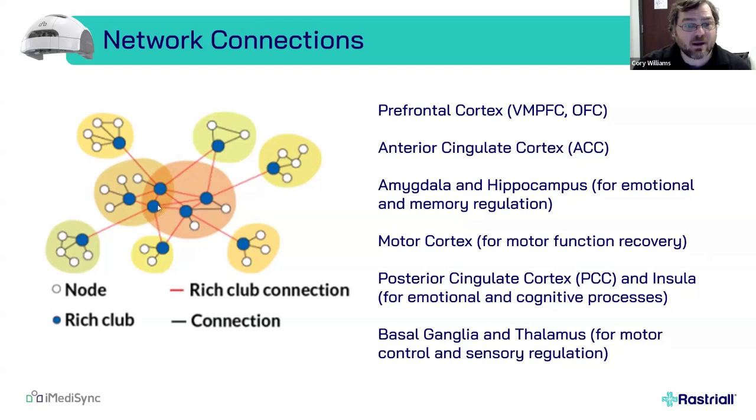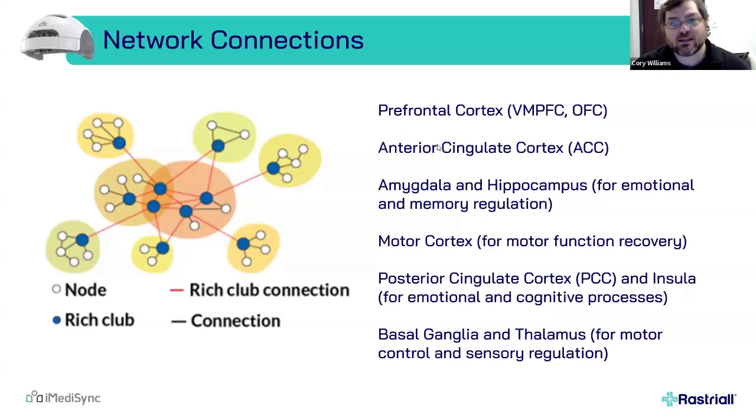So you've got some areas, these filled in blue circles, that are hubs. And you can see some of them are hubs for multiple networks, and some are hubs for isolated networks. So there's a lot of overlap. And these are some of the networks, again, that get kind of trained when we do TMS.